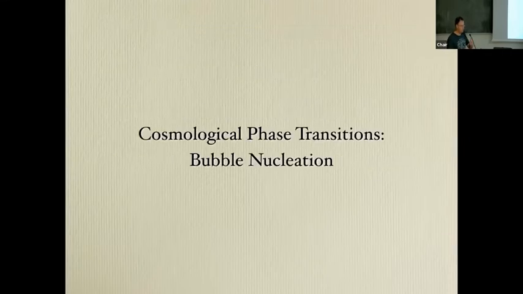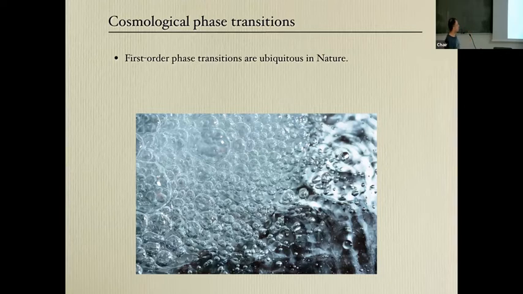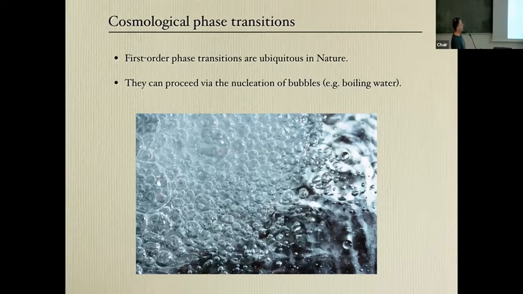Good. So let me talk about the first topic, cosmological phase transitions, and the first mechanism, which is bubble nucleation, which is probably something you're all familiar with. But nevertheless, let me say a few things. As you know, first order phase transitions happen everywhere in nature, for example when you boil water. One way in which they can happen is through the nucleation of bubbles of the preferred phase inside the metastable phase.